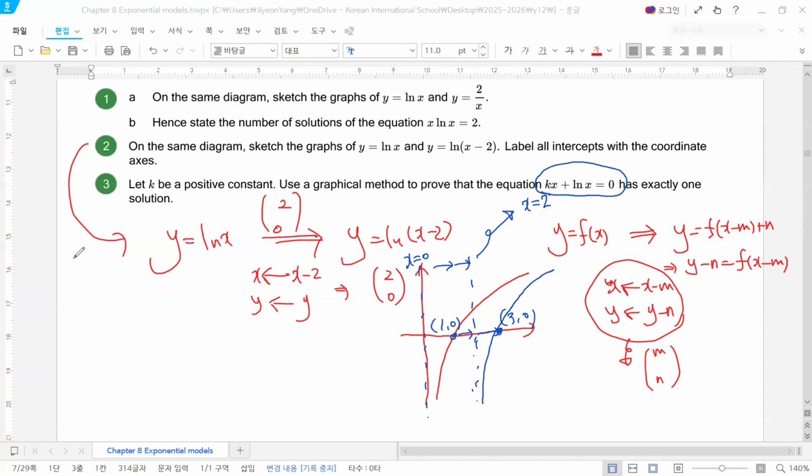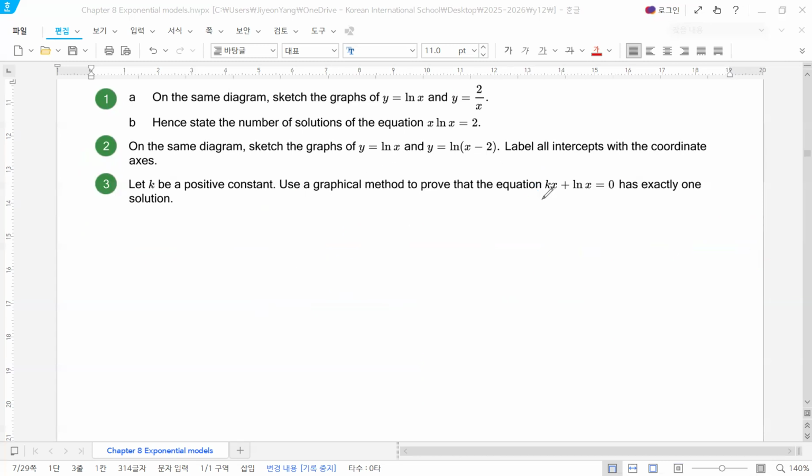Okay, students. So firstly, you need to use graphical method. It means that you need to separate this equation first, and then you need to make a simultaneous equation from this equation. How do you separate it? Just move this one to the right side, and it's going to be ln x = -kx. Do you understand? So from here, how can you make simultaneous equations?